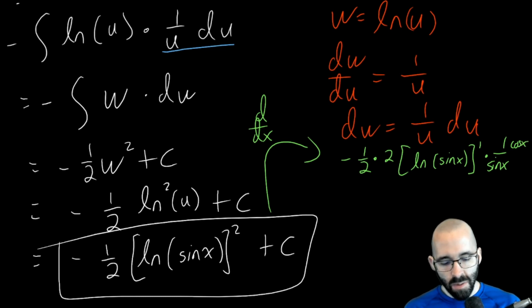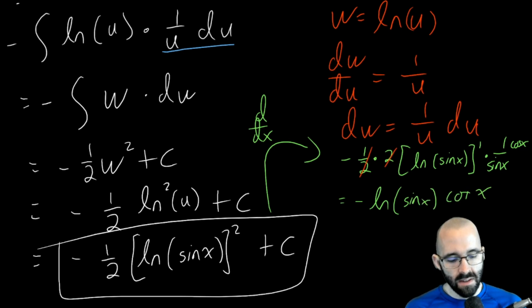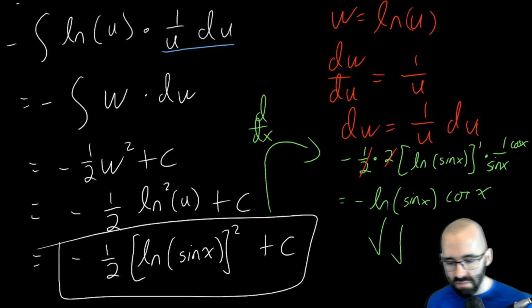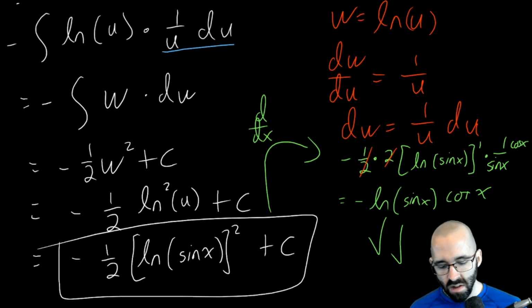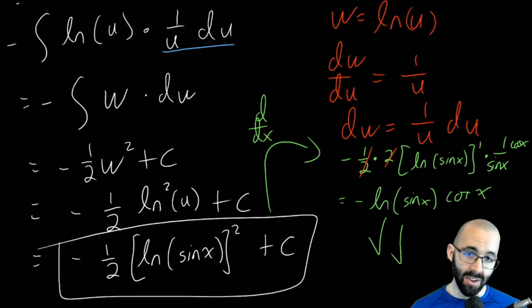So all in all, what happens is that we get the negative natural log of sine of x times cotangent of x. And then just like before, that negative can move in and turn that into a cosecant. Great. So not necessarily the way that the book wanted you to do this problem, but it is a way to get to the correct answer.